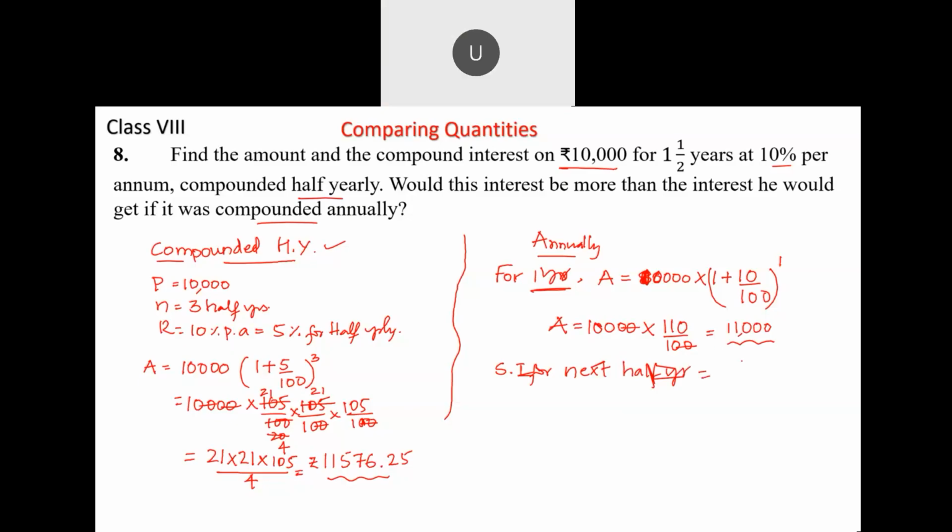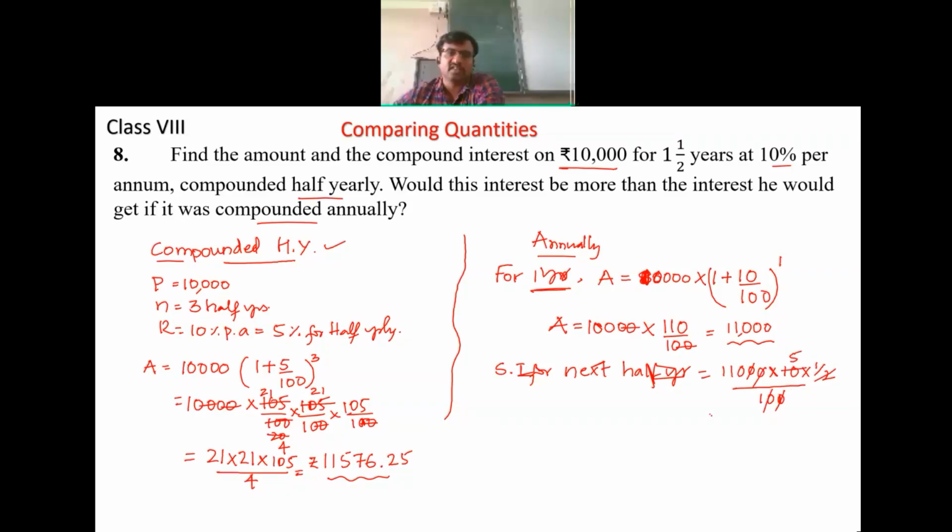is equal to 11,000. So 11,000 into 10 into half, 1 by 2, divided by 100. The zeros cancel. 5 times 2 is 1, 1, 2, 5. Correct. 550. Rupees 550 is the simple interest.